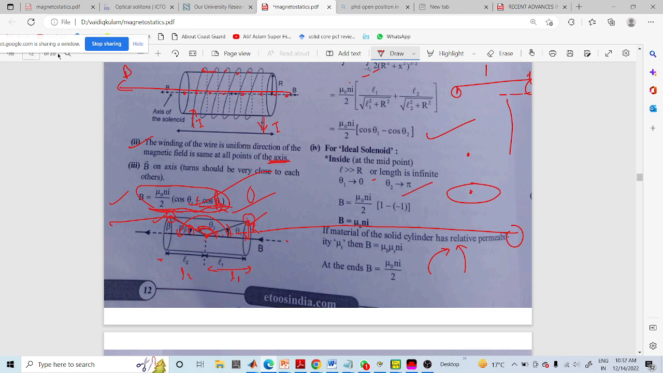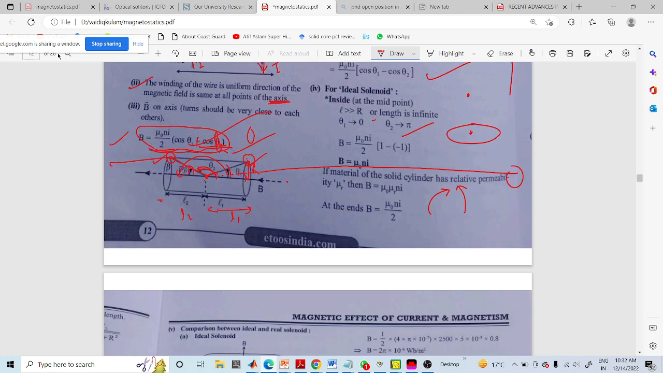So that's written here. If you have a very long solenoid, what will be the magnetic field on the axis? That will be mu naught n I, where n is the number of turns of the wire per unit length. Okay, clear?